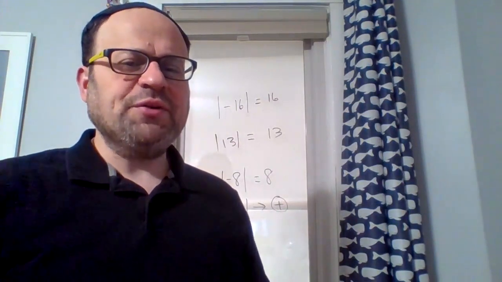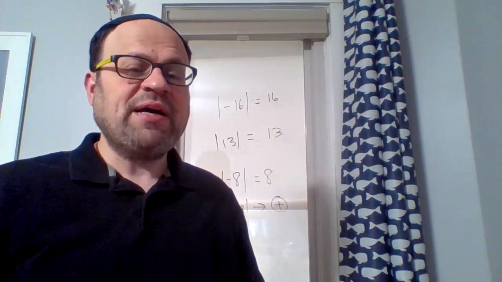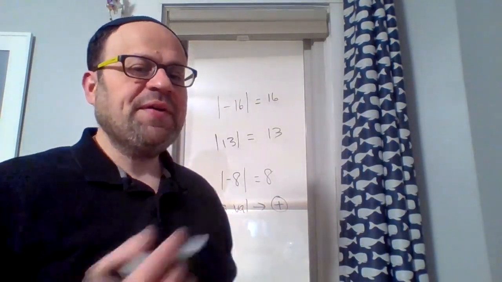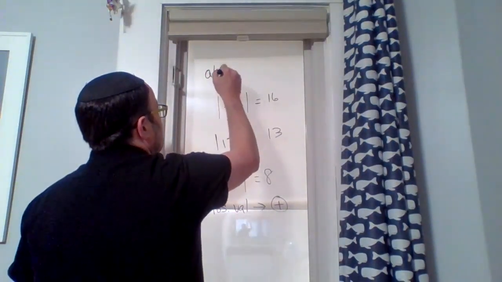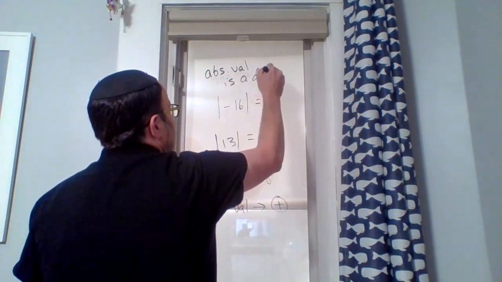Whenever we get a value of negative and it's a distance, we say, oh, that can't be, that doesn't make sense, it has to be positive. We don't just turn it into a positive number. So the connection here is that absolute value is a distance.